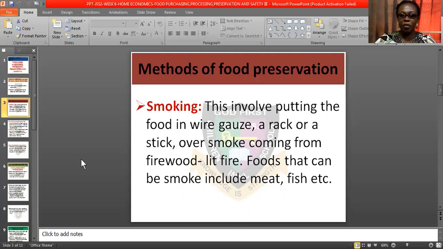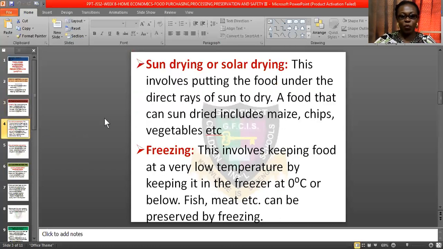All right. Foods that can be smoked include meat, fish, and so on. Do you understand? These are the foods that can be smoked easily and very commonly. Is that taken? Smoking. You've known that. Now, another one is sun drying or solar drying. Sun drying, just putting your food under the sun. If the day is getting dark, you take it in. The next day you bring it out.